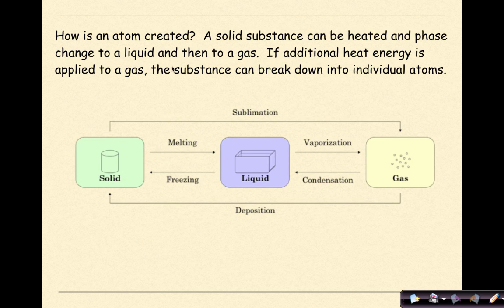How is an atom created? A solid substance can be heated and phase changed to a liquid and then to a gas. If additional heat energy is applied to a gas, the substance can break down into individual atoms. So we start as a solid and we add some heat to melt it. Then we go to a liquid, we add some more heat to vaporize it. We go to a gas, we would add even more heat, and we would end up with individual atoms.